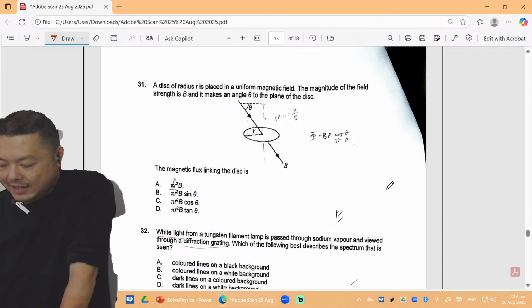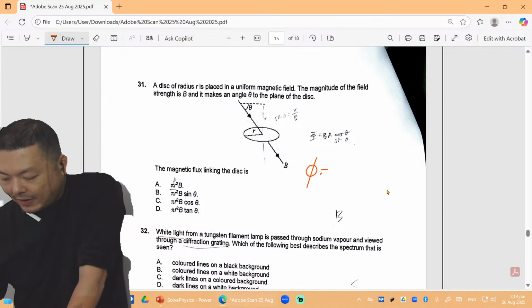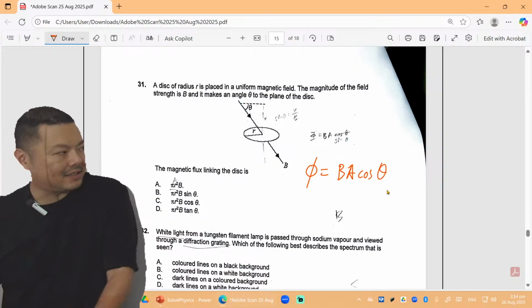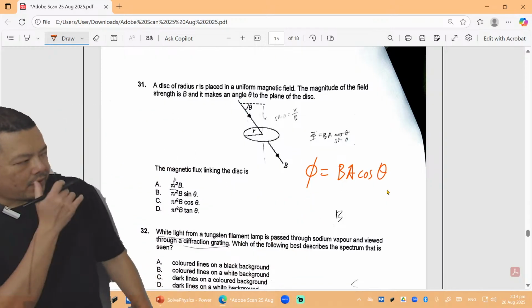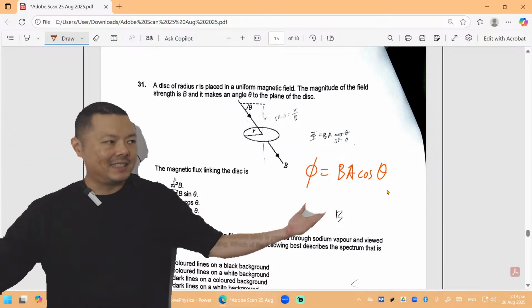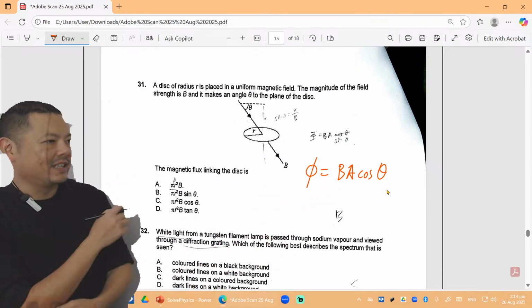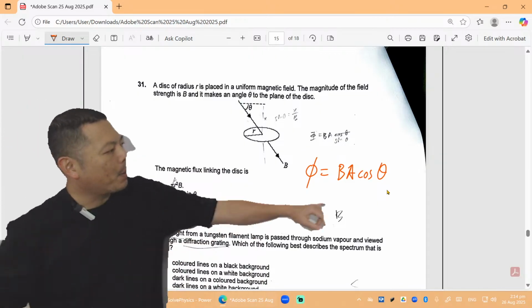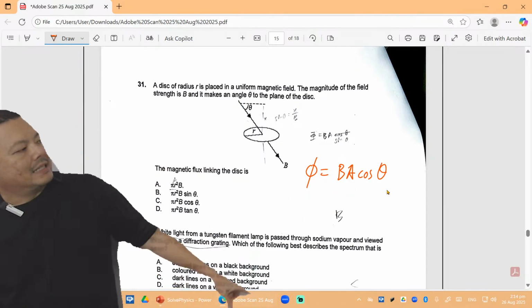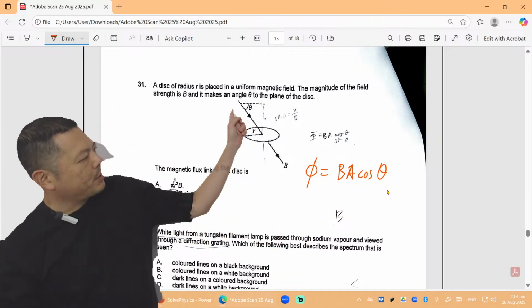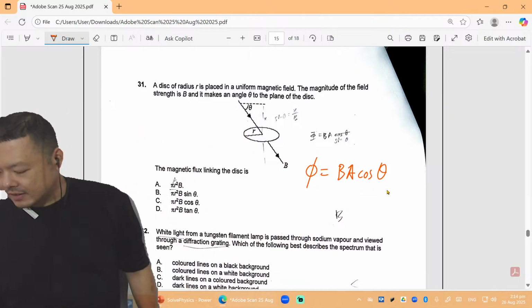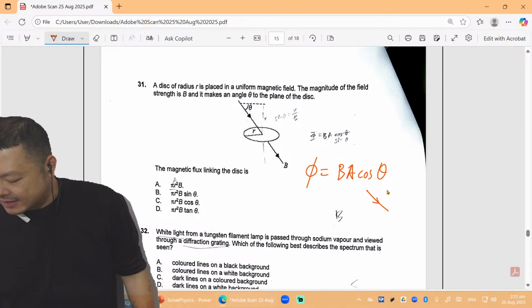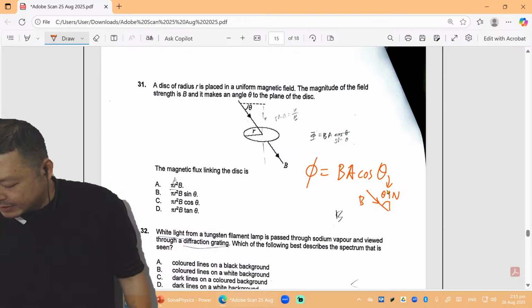Okay. So you know that the flux is BA cosine theta. That's the standard equation from the data booklet, right? But this is like D4. D4 I did just before June. Haven't revised it yet, but we will revise it soon. But what's this theta supposed to be? This theta is supposed to be the angle between the field and the normal to the surface. That would have been theta.